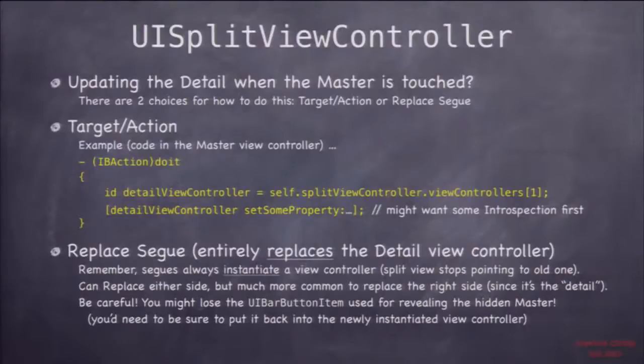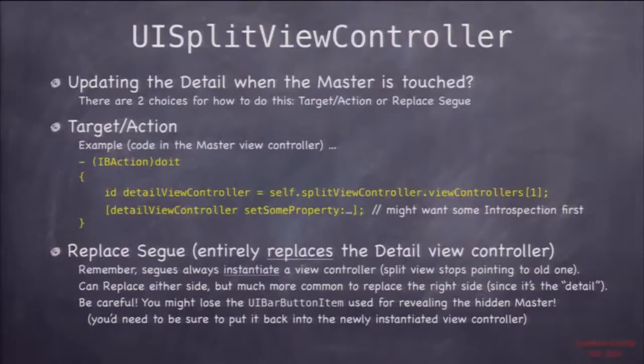So we don't really use the replace segue that much in the split view controller. It's pretty good in the ones where the master is always visible, but if we're ever doing the ones where the master hides and we put a button up there, it's a pain to keep that button up there when it's constantly replacing the segue, the right side.